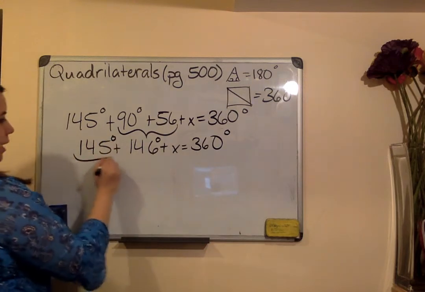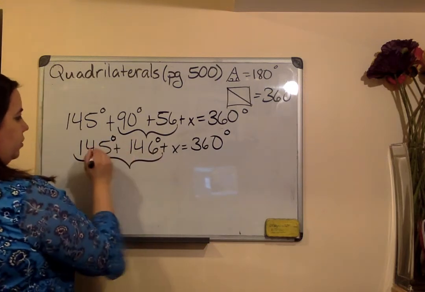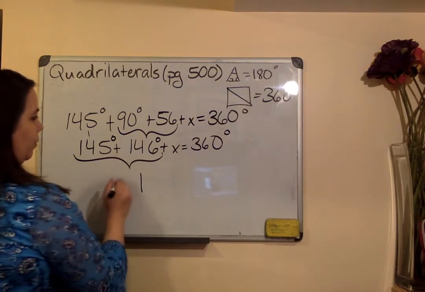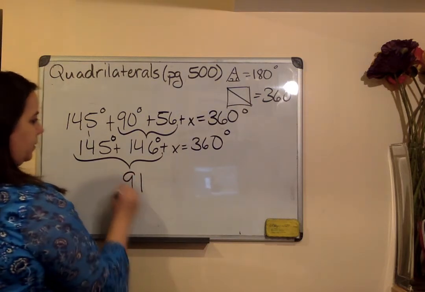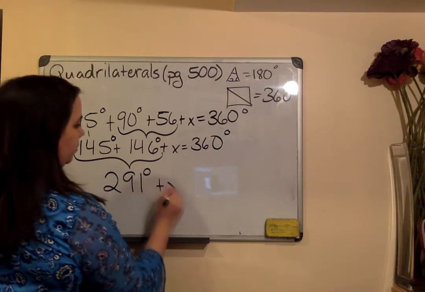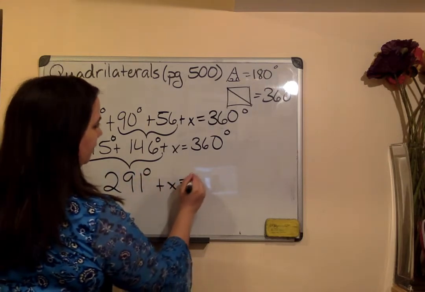Degrees. And now we add these. So 6 plus 5 is 11, carry the 1. 1 plus 4 is 5, plus 4 is 9, and 1 plus 1 is 2. So you have 291 degrees plus x equals 360.